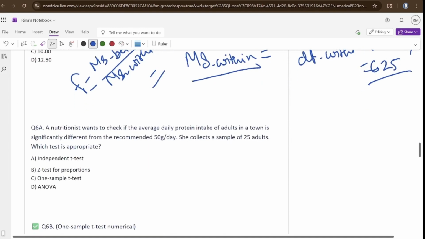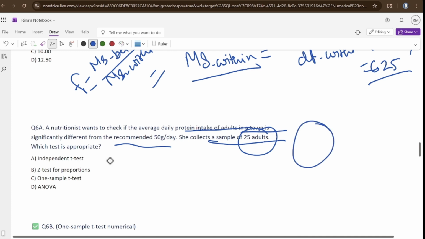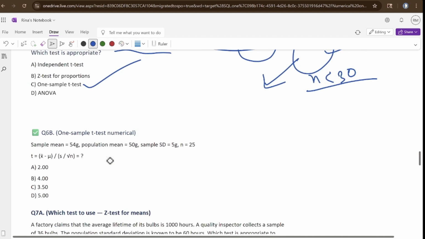A nutritionist wants to check if average daily protein intake of adults in a town is significantly different from the recommended 50 gram per day. So she collects a sample of 25 adults. So here see 25, that means less than 30. So you will go for t test. But which one? You have taken one sample of 25 people. So one sample t test. Okay. Now let's do the numerical.